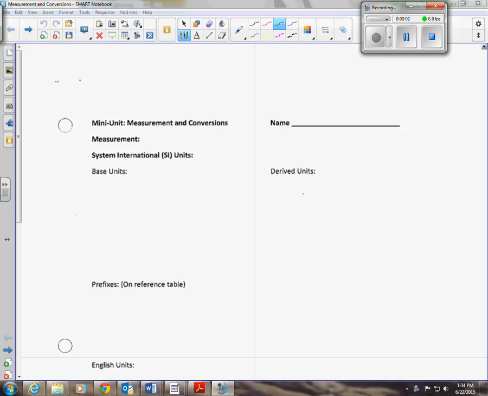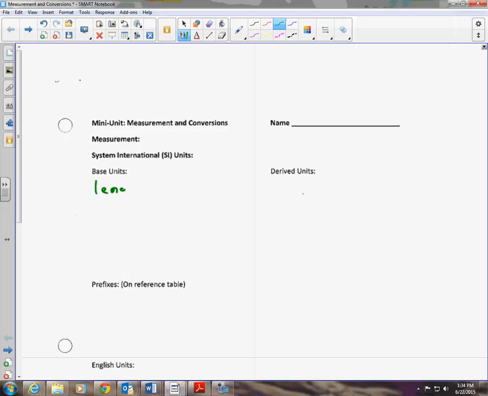Okay, we're going to start off by talking about measurements and conversions. We're going to be in the International System of Units, the metric system, and our base units for that are, for length, meters; for mass, kilograms; and for time, seconds. This is called the MKS system. Mass is always in kilograms, length is always in meters, and so on. All of the units we're going to use are derived from these.